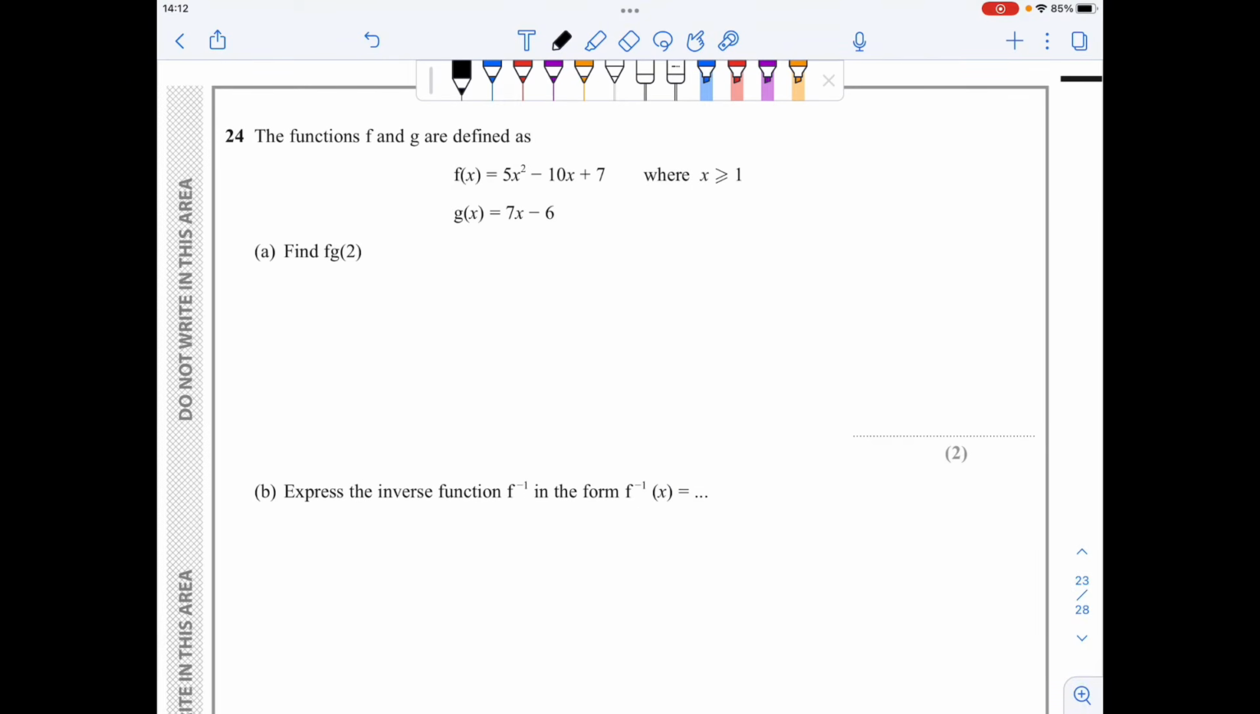For question 24, part A, I'll start by finding g of 2. This is equal to 7 times 2 minus 6, which is equal to 8. And then I'll use this as an input for function f. So f of 8 is equal to 8 squared minus 10 times 8 plus 7. And this is equal to 247. So that's the answer for part A.